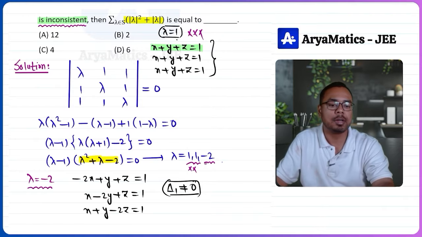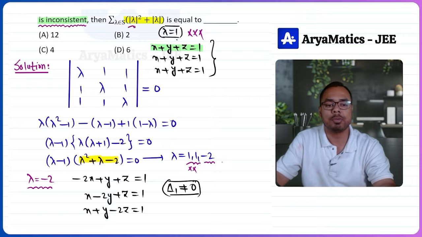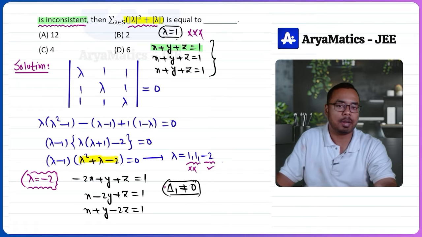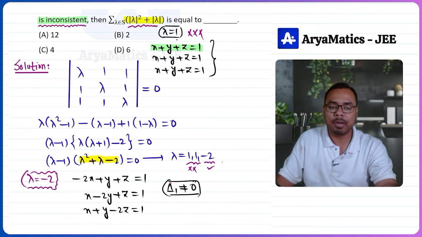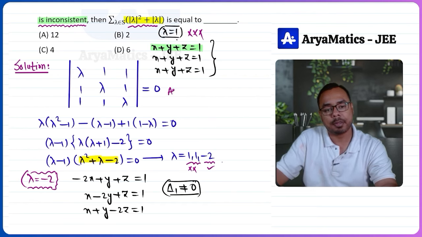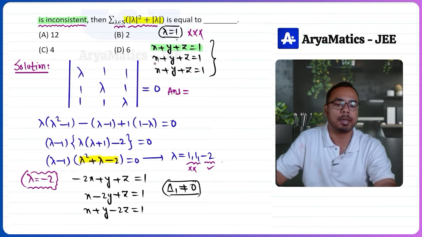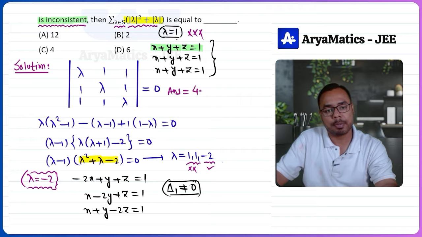And if this also does not satisfy that condition, then the set would be empty, and there is no option 0 here. So that means for minus 2, the system of linear equations must be inconsistent. If you want to be 100% sure, then you can obviously write the system of linear equations and calculate delta 1. So the only value of lambda for which it will be inconsistent is minus 2. Now we need the summation of lambda square plus modulus of lambda, where lambda belongs to S. There is only one element in set S, that element is minus 2. So minus 2 square will be 4, plus modulus of minus 2, that is 2.